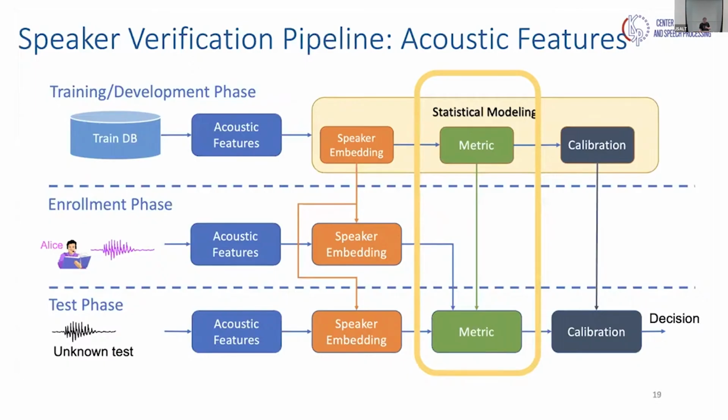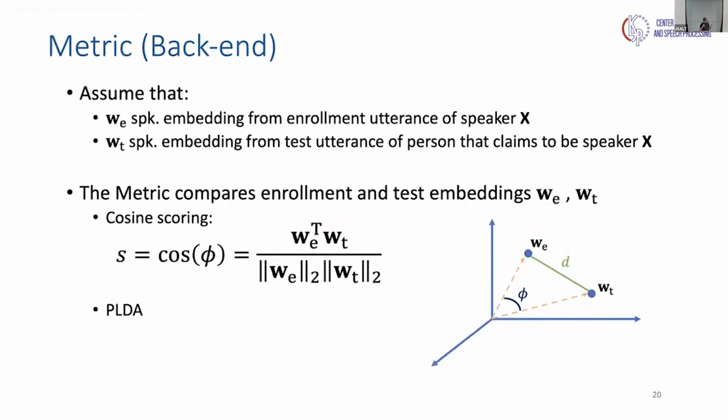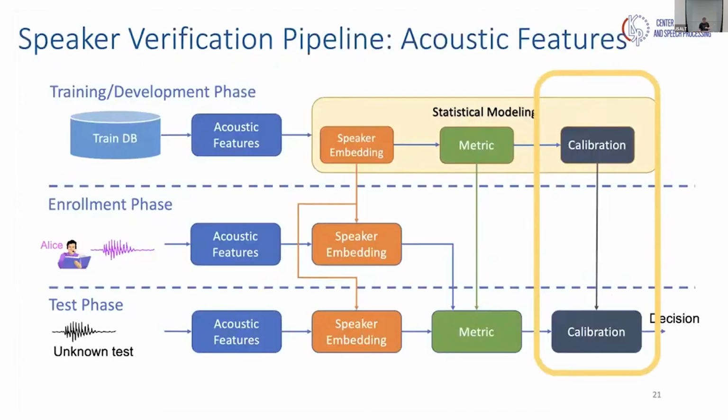Okay. So once you have your speaker embeddings, you will have what we call the metric or the backend. You have WE, the speaker embedding from the enrollment utterance, and WT, the speaker embedding for the test utterance. The simplest thing you can do is cosine scoring with these two vectors, to get a measure of whether these vectors are close or not. Another method is PLDA, and we'll see more detail on this at the end of this session.